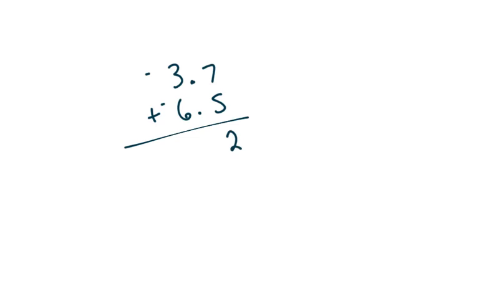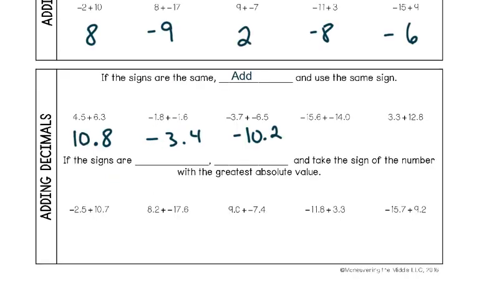I know that 7 plus 5 is 12. I know 6 plus 3 is 9, plus 1 is 10. So I get 10.2, and I know they're both negative. So I'm going to keep the sign and get negative 10.2. So I'm just using the algorithm right now.